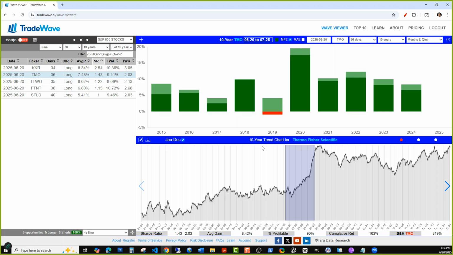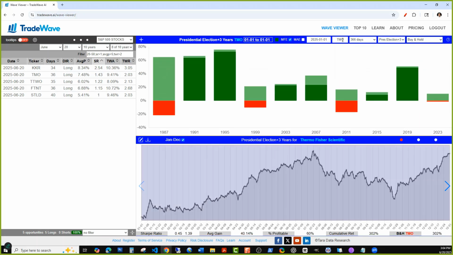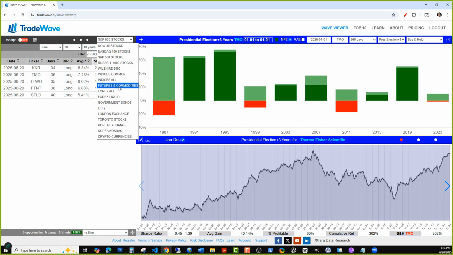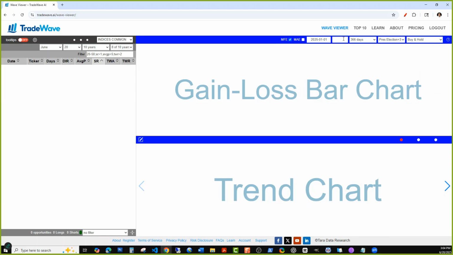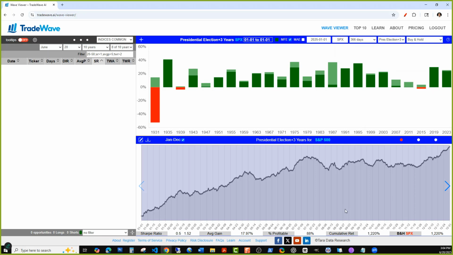Just to tell you a funny story. In 2023, I looked at PE plus 3 years because it was a year before a presidential election, and I saw it being extremely bullish. Extremely bullish. I didn't even show you that one, PE plus 3 years. Oh, I was going to do this. Indices comment. Look at how incredibly bullish the year of 2023 is.